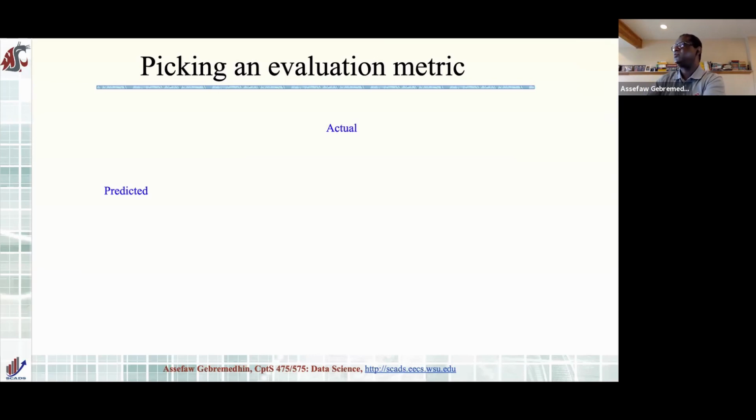In the case of regression, it was easy. We calculate errors. Here is the estimated one. Here is what we are predicting and the actual one. And we could say how far we have come. And that's what the whole idea behind the residual sum of squares and everything else was.